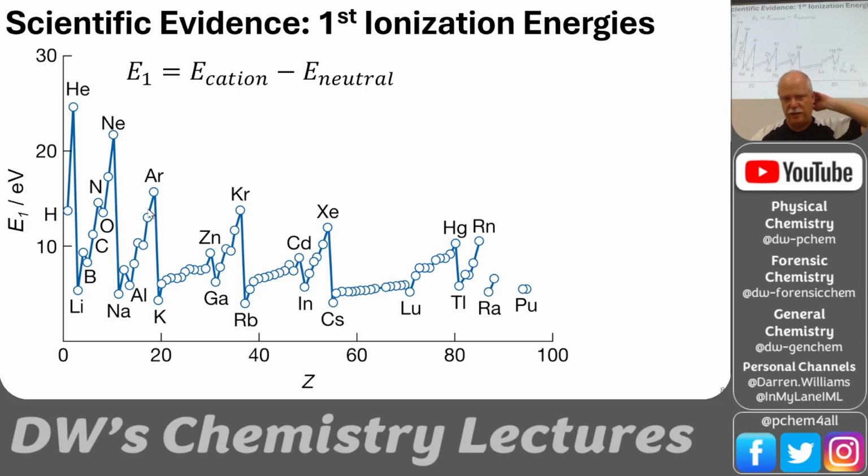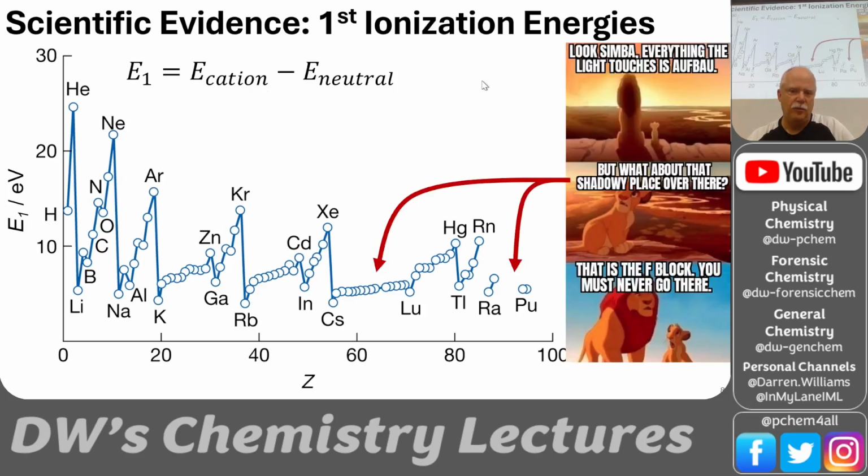Okay, let's look at some of the evidence of these ionization energies. So notice that this ionization energy is an energy difference between the cation and the neutral. Okay, and so there's a nice little F block. And so everything is Aufbau, he says to Simba, and he says, "What is that shadowy place over there?" And he says, "That's the F block. You should never go there." So we won't talk about those. In fact, it is shadowy here. We don't even have all the F block data.